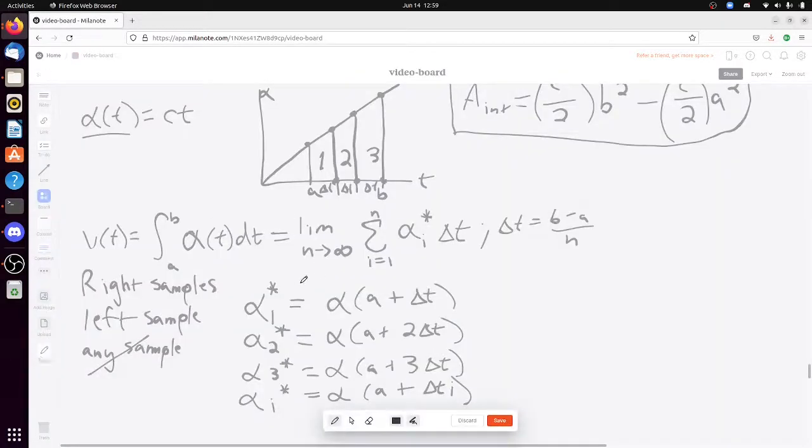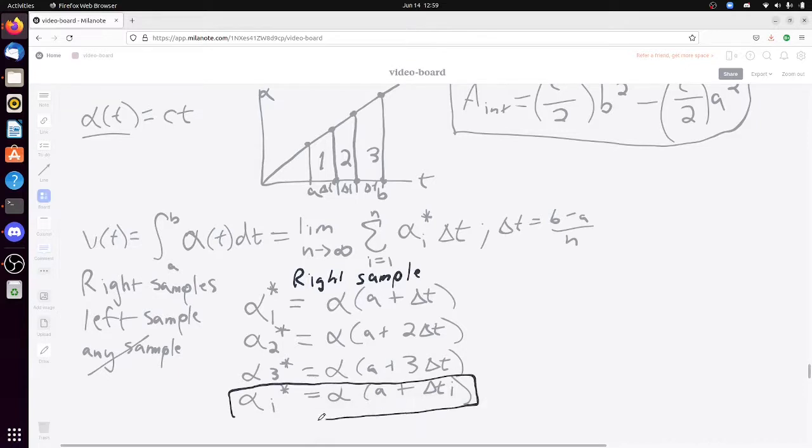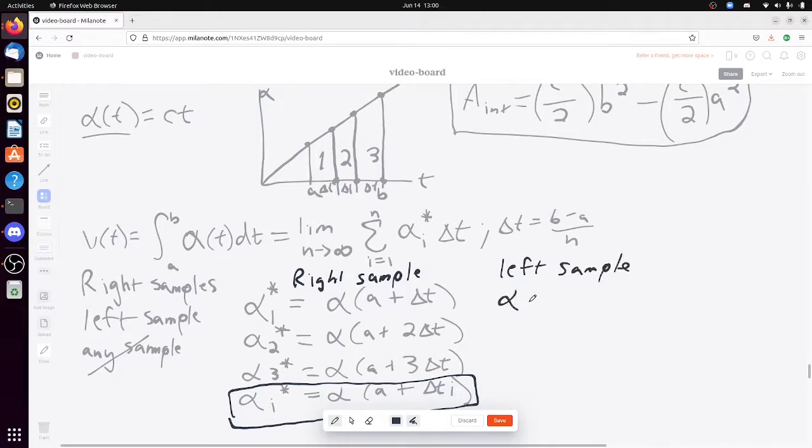So let me write above here, right sample. And we actually want to use this. That's the equation we're going to use. If we wanted to find the left sample, this probably makes sense how you could find it. So with the left sample, we would just be looking at a of, let me use I, that's what I used before, and n represents the total in this case. So a of I would equal alpha of a plus delta t, same as before, except we're just doing I minus 1 times delta t.